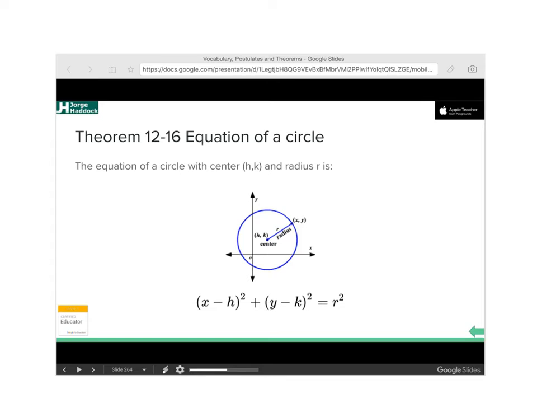So in this lesson, we're going to be working with writing the equation of a circle, right? To write the equation of the circle, we just need the center of the circle and the measure of the radius. So it's x minus h, the opposite of the x value of the center, and y minus k, the opposite of the y value of the center, and r squared. Let's see the example.